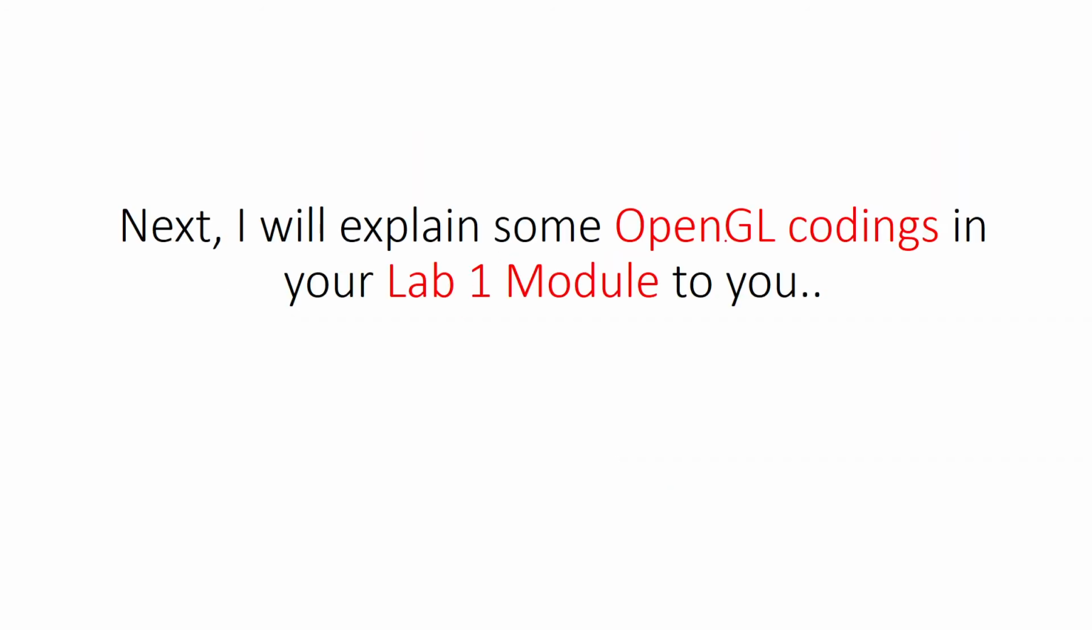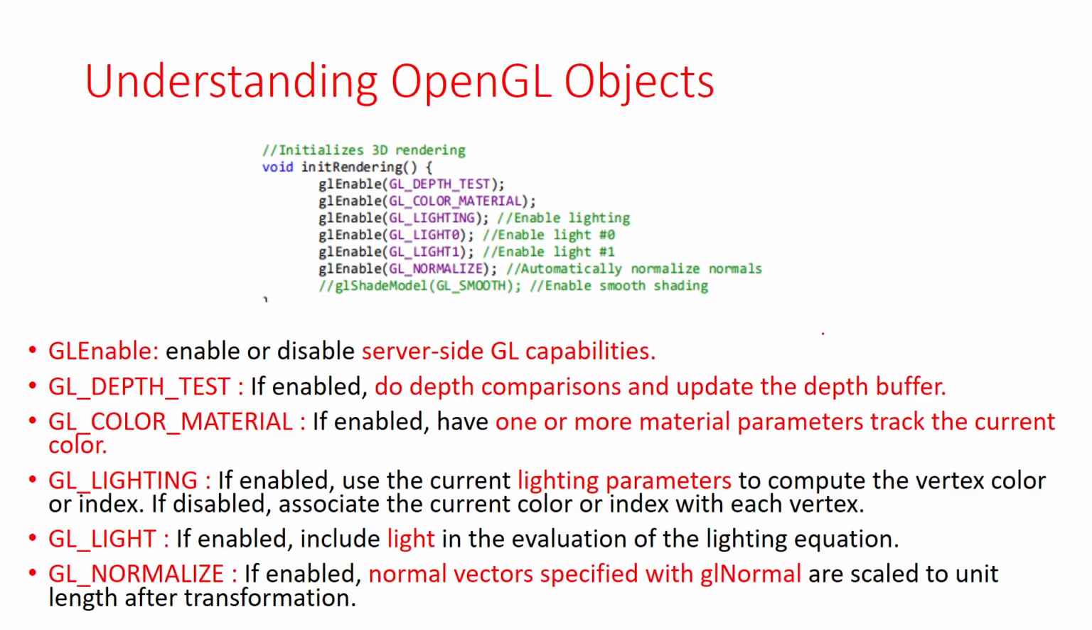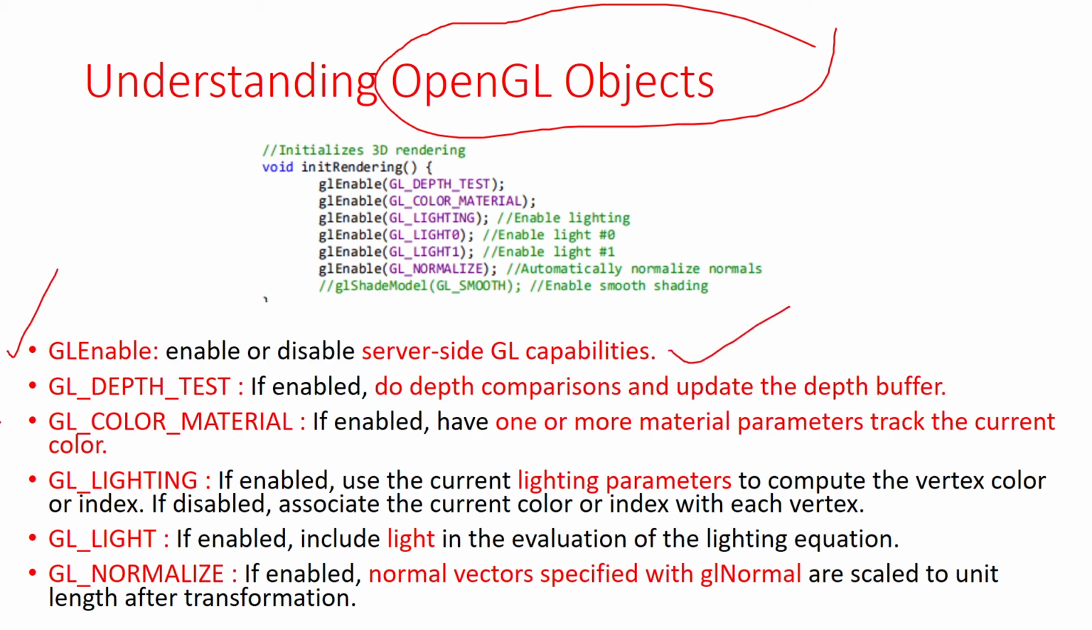Next, I will explain some OpenGL coding in your Lab 1 module. Understanding OpenGL objects. glEnable enables or disables server-side GL capabilities. GL_DEPTH_TEST, if enabled, does depth comparisons and updates the depth buffer. GL_COLOR_MATERIAL, if enabled, has one or more material parameters track the current color. GL_LIGHTING, if enabled, uses the current lighting parameters to compute the vertex color or index. If disabled, it associates the current color or index with each vertex.